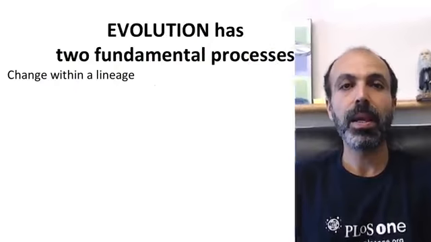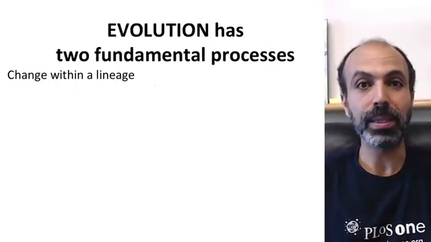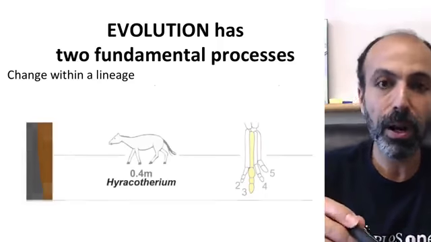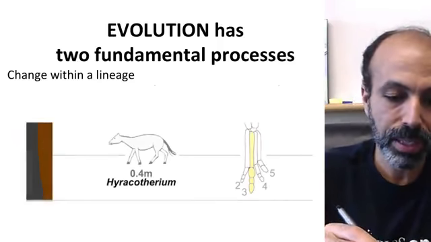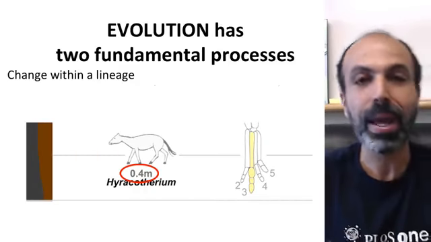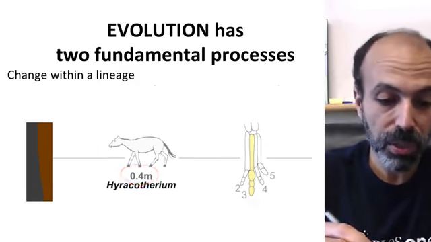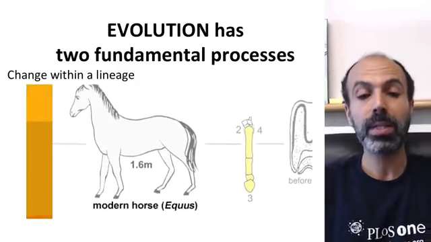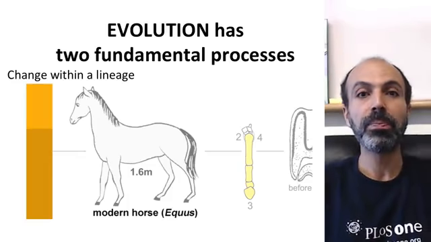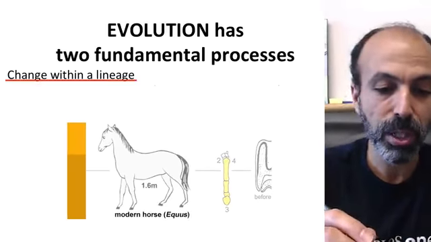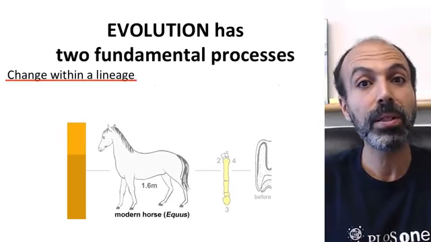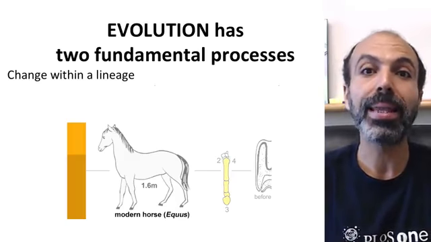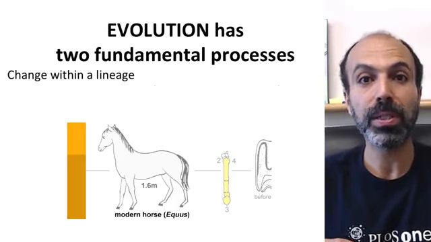So first, evolution has two fundamental processes. You can have change within a lineage. If you were to go far back in time, 60 million years ago, ancestors of the modern horse stood only about half a meter tall. Over the last 60 million years, you've had the evolution of the modern horse, which today stands almost 2 meters tall. So we have this change within a lineage. These pictures, by the way, don't necessarily depict actual horse ancestors, but they show fossils that were present at the same time as the presumed horse ancestors.